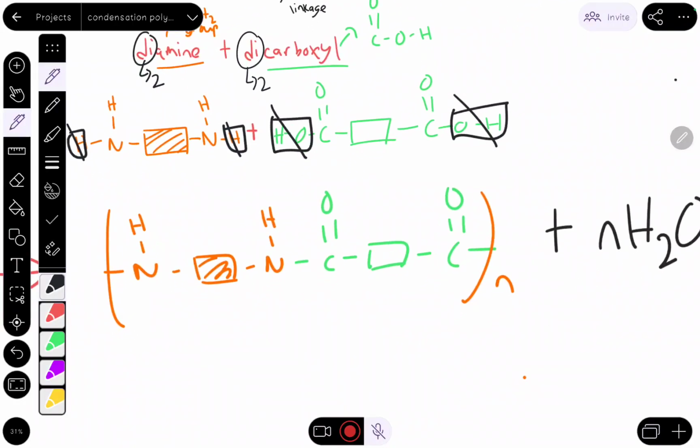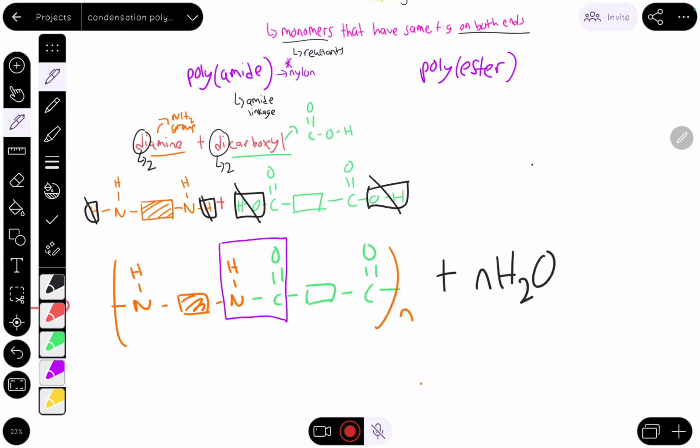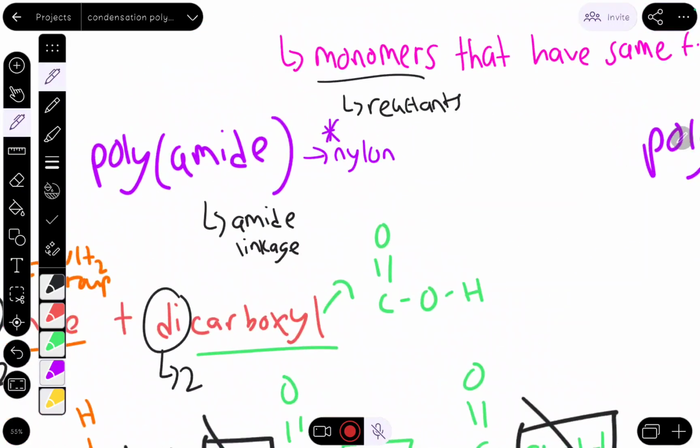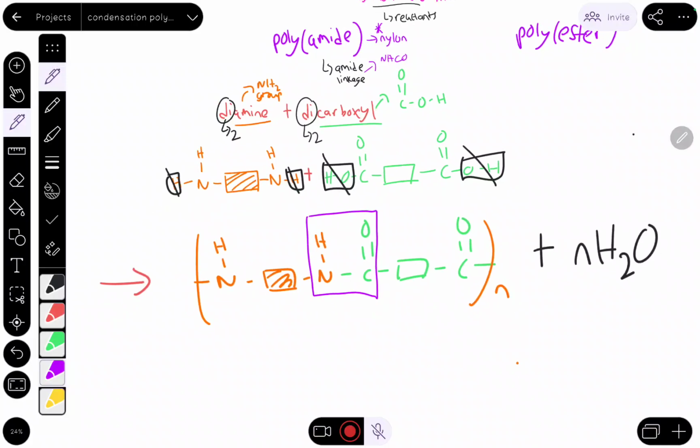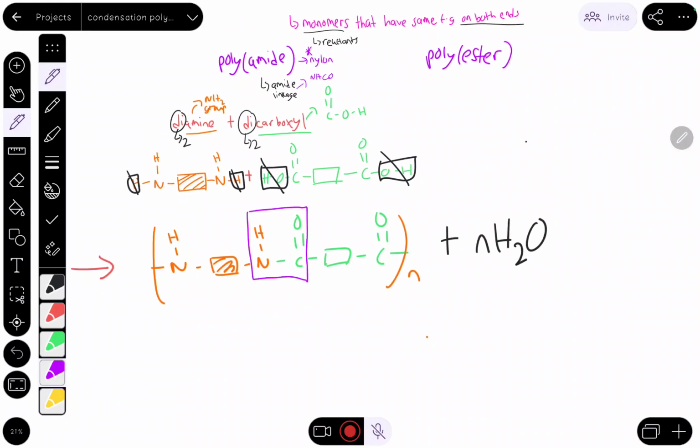And where is the amide linkage? The amide linkage is here in purple: NHCO. Just remember amide linkage as NHCO. If you see NHCO like this, I'll just draw it like that and it's good enough. Don't make life so complicated. Make life easier. So we just do it like this.